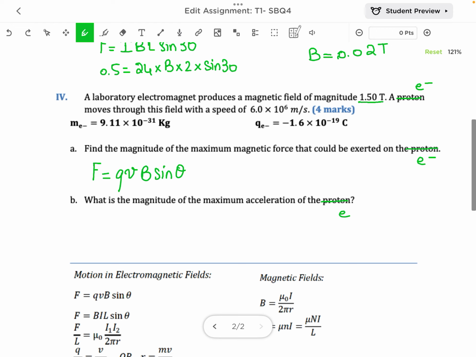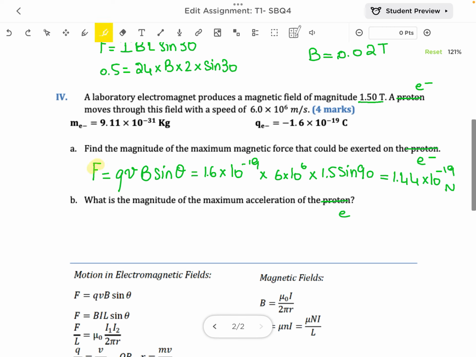So the force is q, I take it in absolute value, girls, again and again. Velocity 6 times 10 to the power of 6. B is 1.5, sine of 90. So the force in Newton is, I believe, 1.44 times 10 to the power of negative 12 Newton.